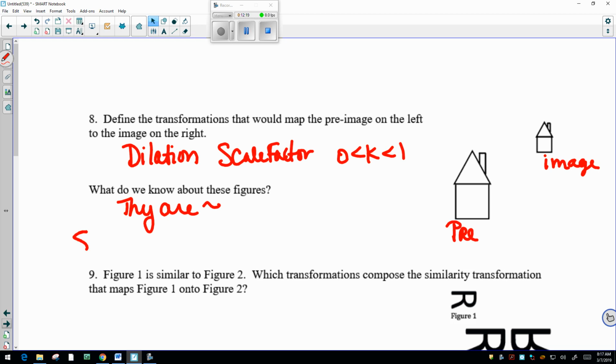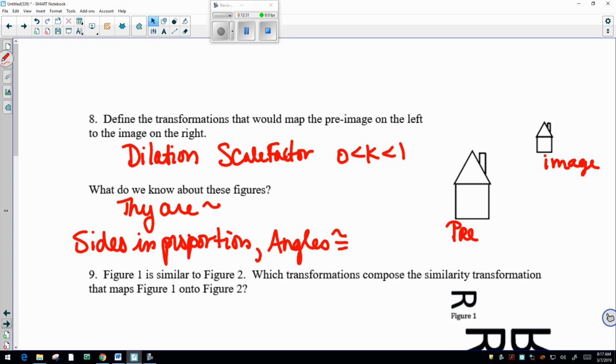And so what does that mean? That means the sides are in proportion. And then that means that the angles are congruent. And when we're saying sides in proportion and angles are congruent, the one big thing we have to keep in mind is these are our corresponding sides. Same thing with angles. These are our corresponding angles, meaning the parts that match up.